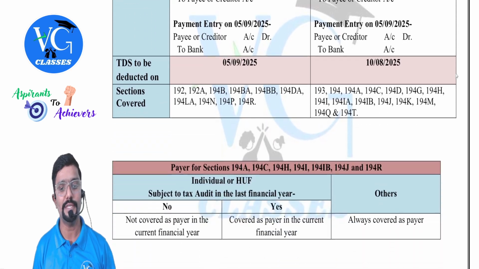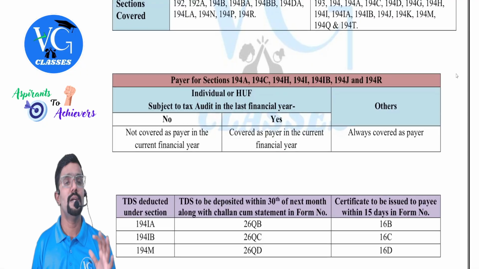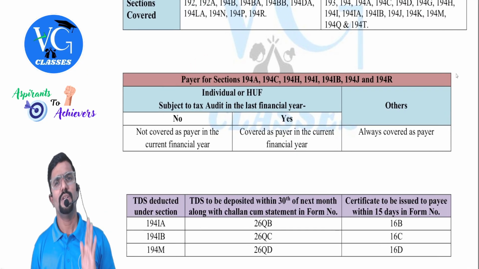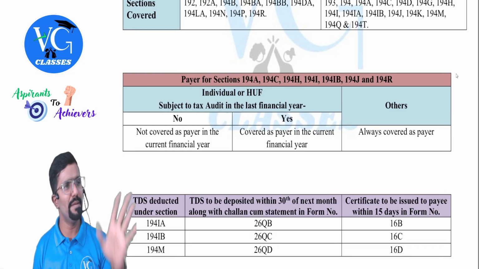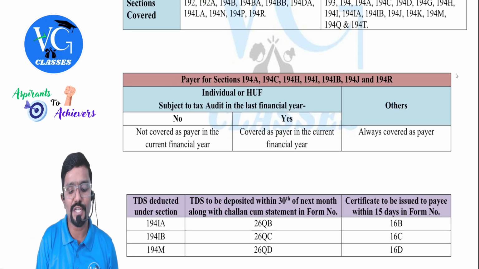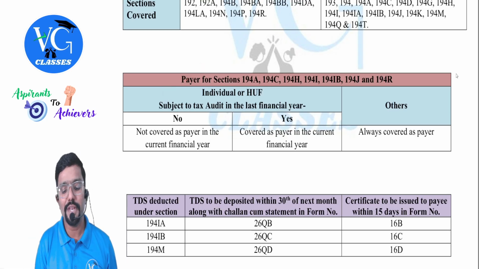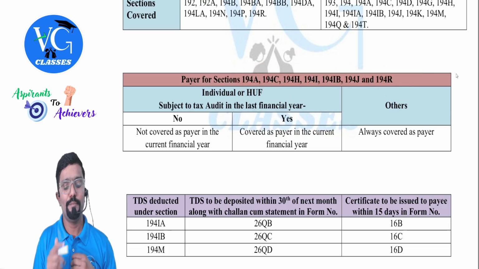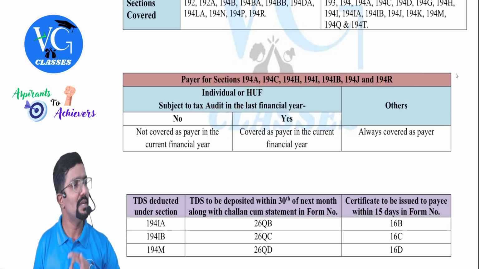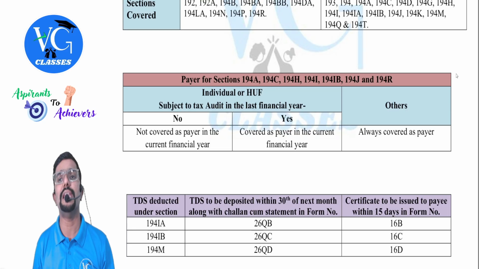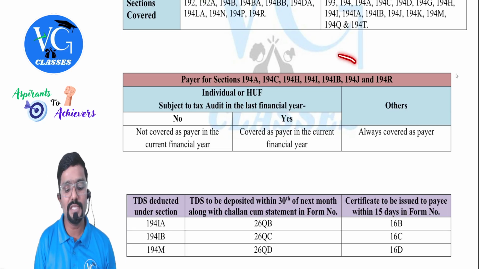Then we have one more thing, that is this one. Sir, payer means who? Some sections will tell payer means any person or payer means resident. But for few sections, which are those sections I have given here? Section 194A, C, H, I, IB, J and R. For these sections, payer will include any person other than individual or HUF who was not subject to tax audit last year.